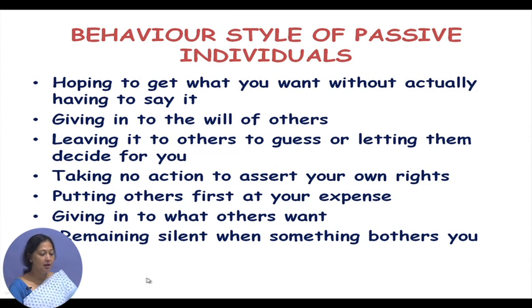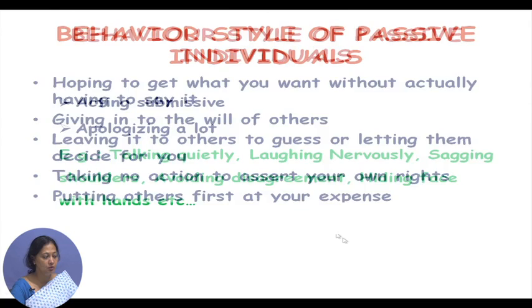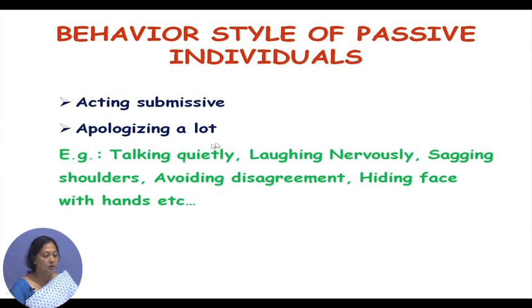So, remaining silent when something bothers you, this is also a style of passive individuals. Also, acting submissive, apologizing a lot. You often come across individuals who keep saying, I am really sorry this happened. Maybe many times these things are not related to that person.